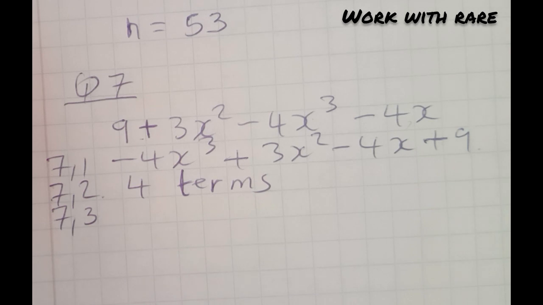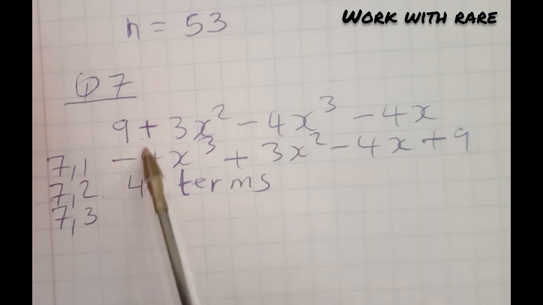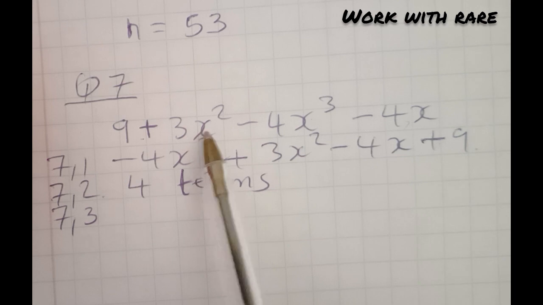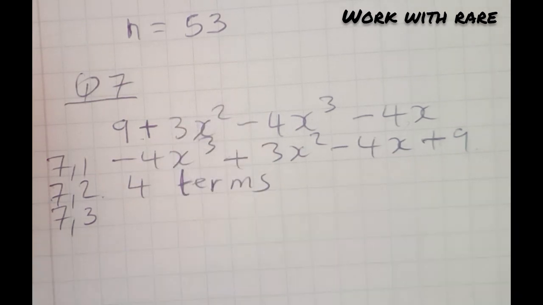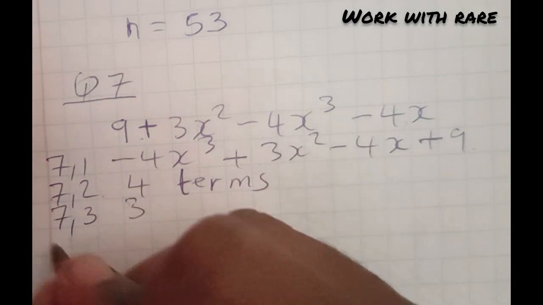The third one says, what is the coefficient of x squared? So you'll look at your expression. The term for x squared is this one, which means my coefficient is this one. Remember, the coefficient is what is in front of that x squared. So our coefficient is 3.